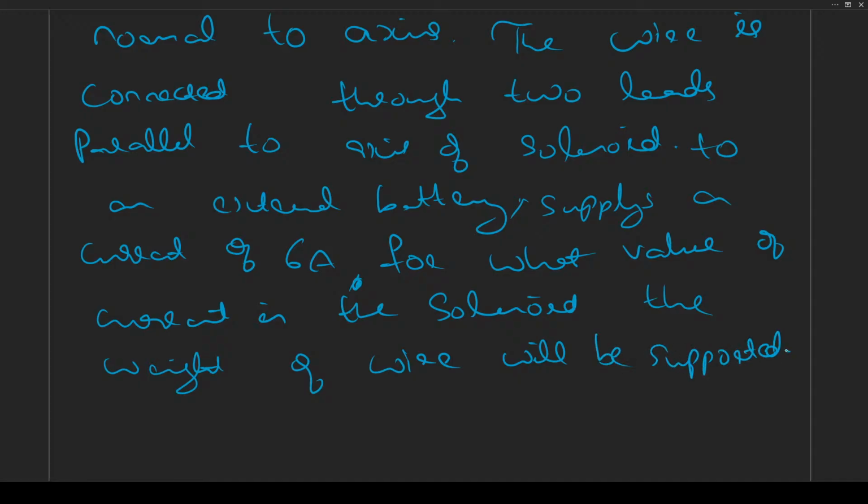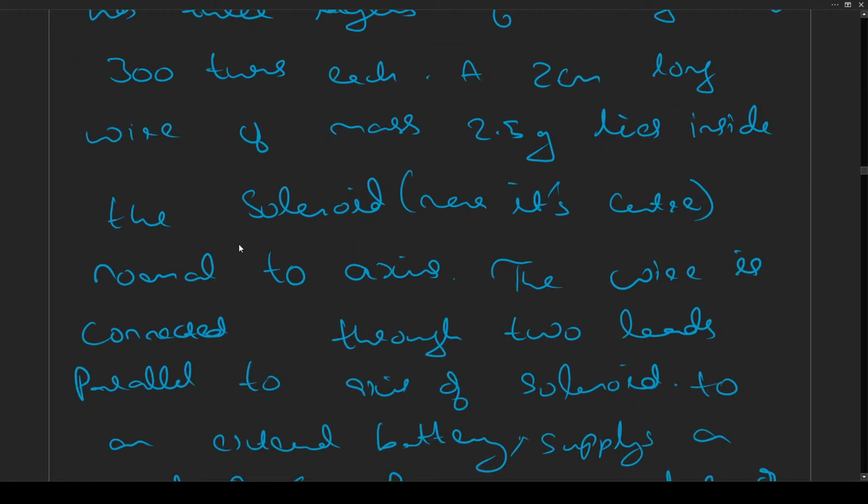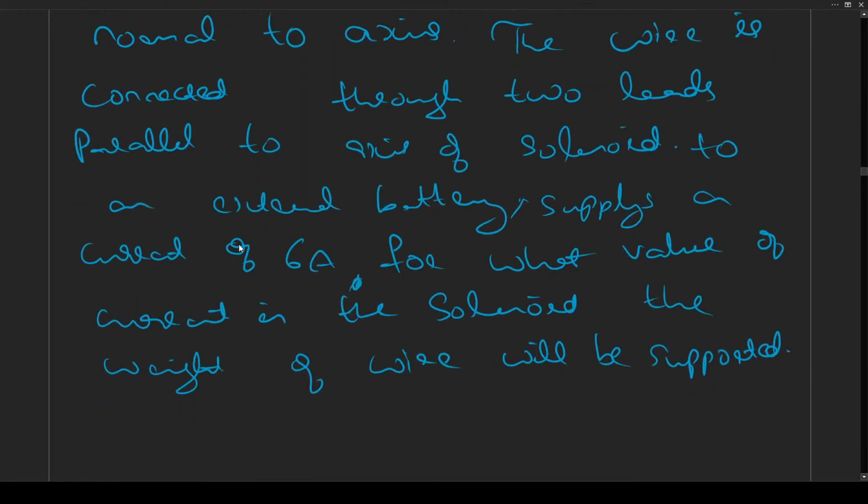Okay, they're saying there is a solenoid which has 3 layers of windings, each around 300 turns, and there is a small wire having 2 centimeter of length and a mass of 2.5 grams. It is lying inside the solenoid, with a 6 ampere current flowing through it. What is the value of current inside the solenoid so that this wire floats in the air, or levitates?